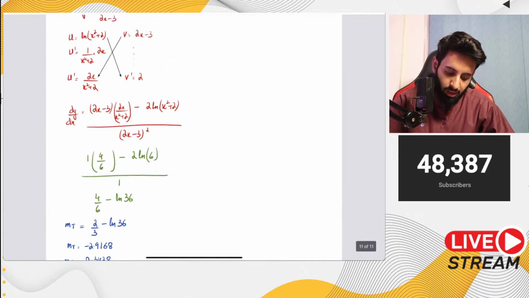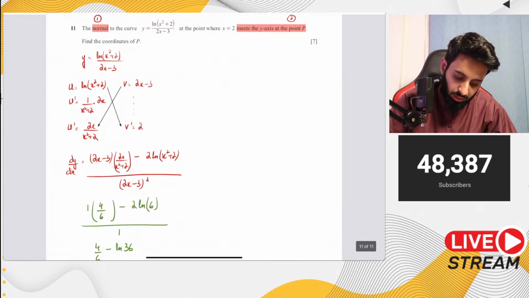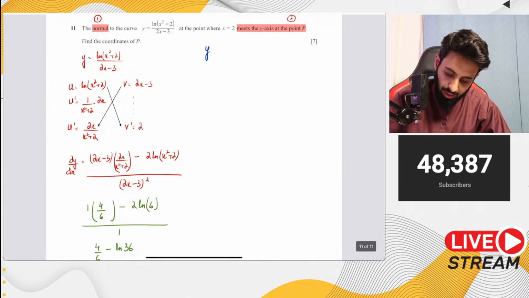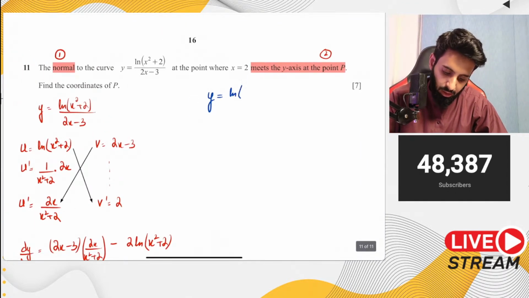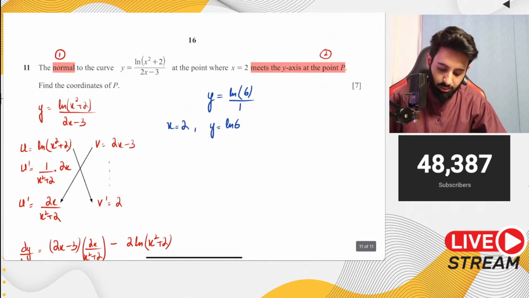Okay, now let's find out the y coordinate. In order to find the corresponding y coordinate, we're going to plug in 2 into the equation. So ln 2 square plus 2 means ln 6 over 2 into 2, that's 4, 4 minus 1 is 3. So that means the y coordinate is ln 6 when x is equal to what? x is equal to 2. Okay, so we have the gradient, we have the coordinates.